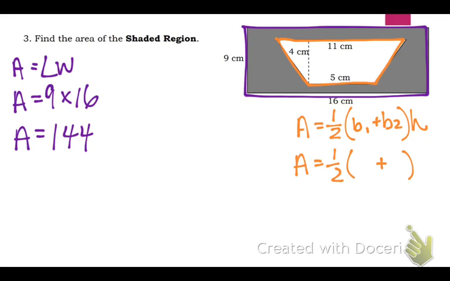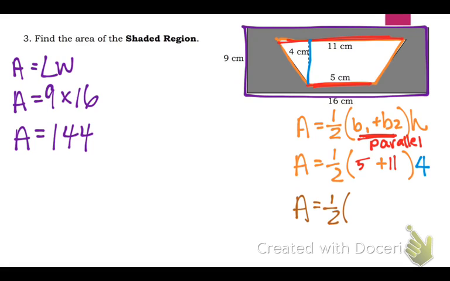All right, so I said the bases had to be what? Parallel. So what are the two parallel bases here? 5 and 11. So 5 plus 11, and then what is the height? 4. All right, so it does matter what order you do things. What should we do first in this? Yeah, the parentheses add. So we're going to do 5 plus 11, which is 16. Then it doesn't matter what order you multiply in. What's half of 16? 8 times 4?